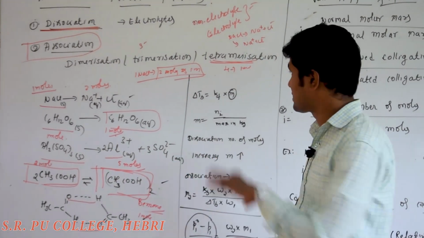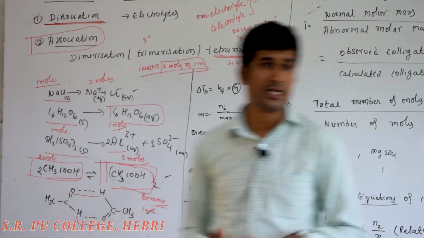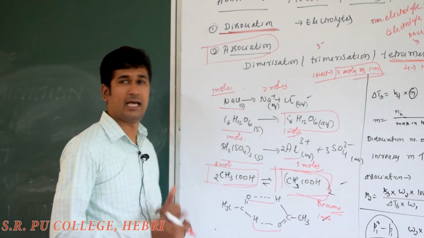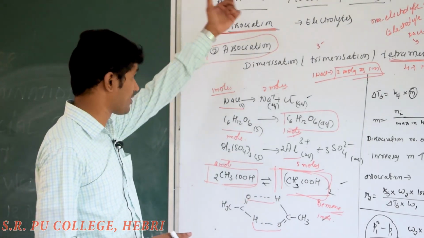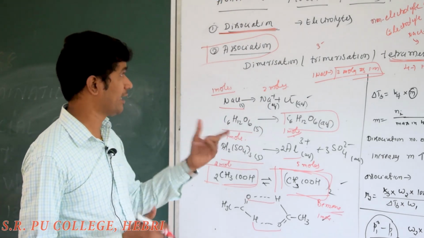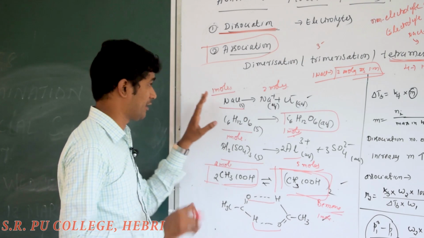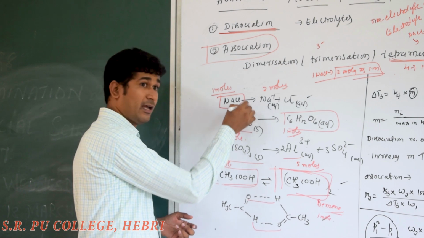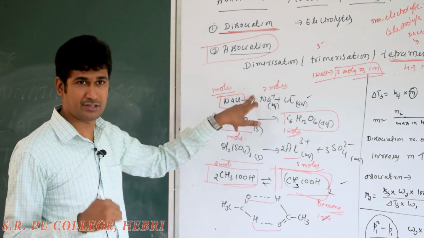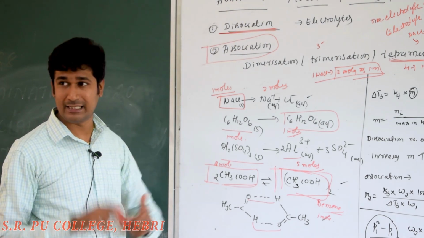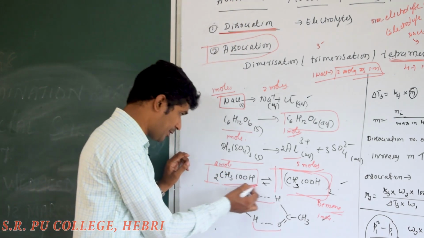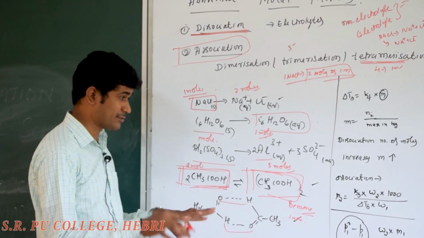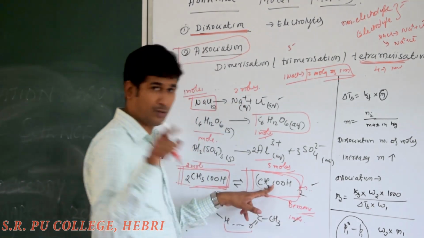So due to this, what happens? We expect more molecules while adding, but due to association, the number of molecules decreases. Due to dissociation, the number of molecules increases. In calculation, if you put 1 mole of NaCl, we also put 1 mole only. But in the actual solution there are 2 moles. So that gives you the abnormalities in molar masses. Similarly, if you put 2 moles of acetic acid, in calculation we use 2 moles, but actually in the solution we have only 1 molecule due to association.